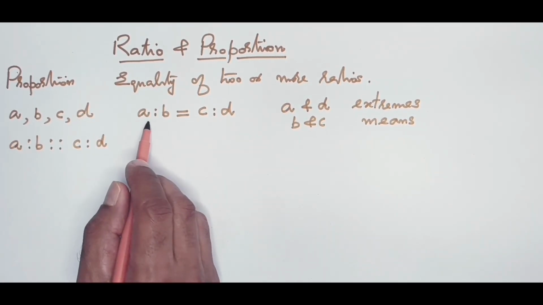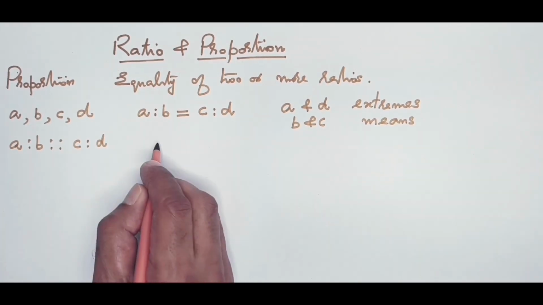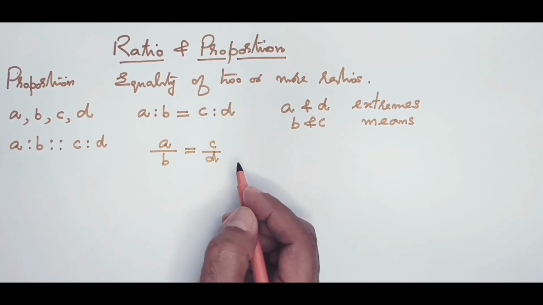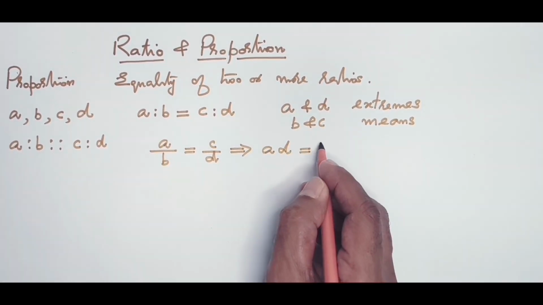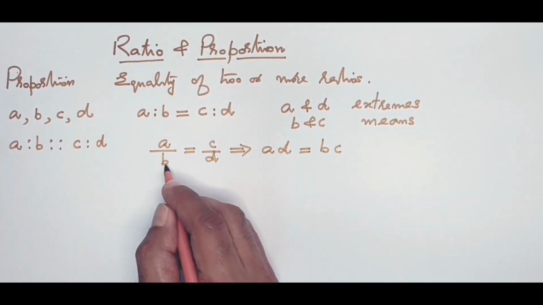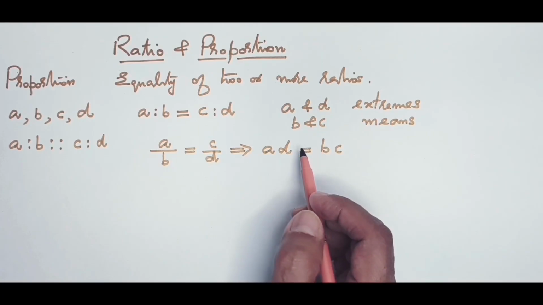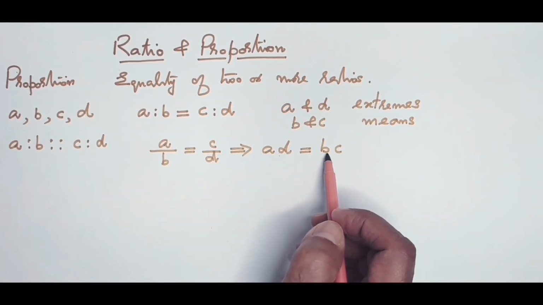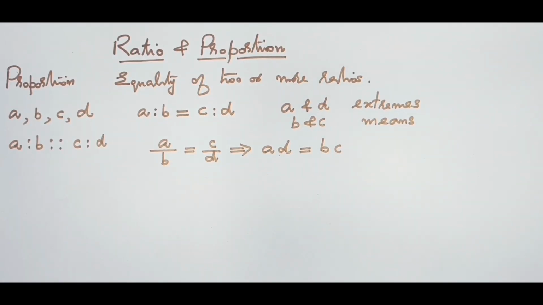Now, we know that the ratio and fraction are the same. So, A is to B equal to C is to D implies A over B equal to C over D. Cross multiplying, what do you get? AD equals BC. So, this shows what? If four quantities A, B, C, D are in proportion, the product of A and D, which are called extremes, is the same as the product of the means, which are B and C. That's all there is to know as a concept of proportion.